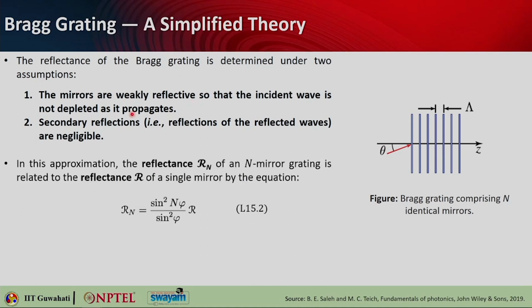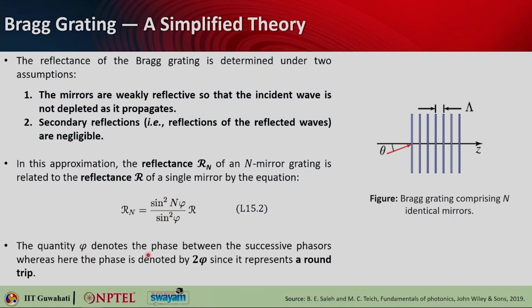If you keep these two approximations in mind, you can find the reflectance of the n mirror grating, which can be related to the reflectance R of the single mirror by this equation. So, R_n, where n corresponds to the n mirror grating, will be sin square n phi over sin square phi times R, and here phi denotes the phase between the successive phasors, whereas the phase is defined by 2 phi, corresponding to the round trip phase. You can call it the round trip phase, that is why it is 2 phi.